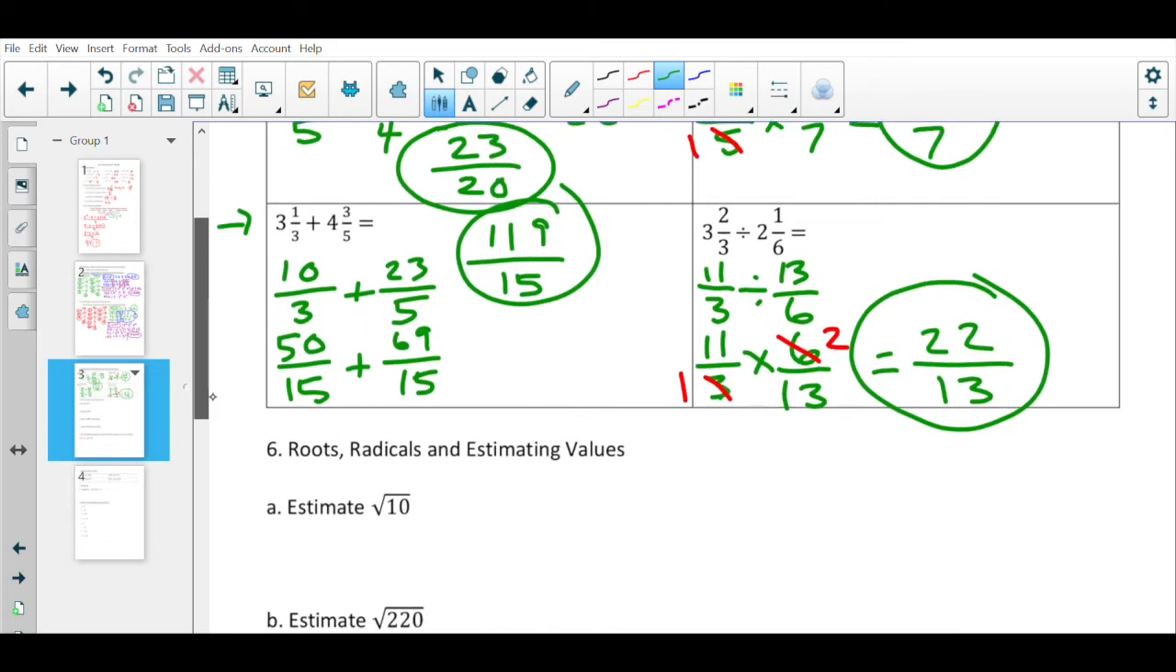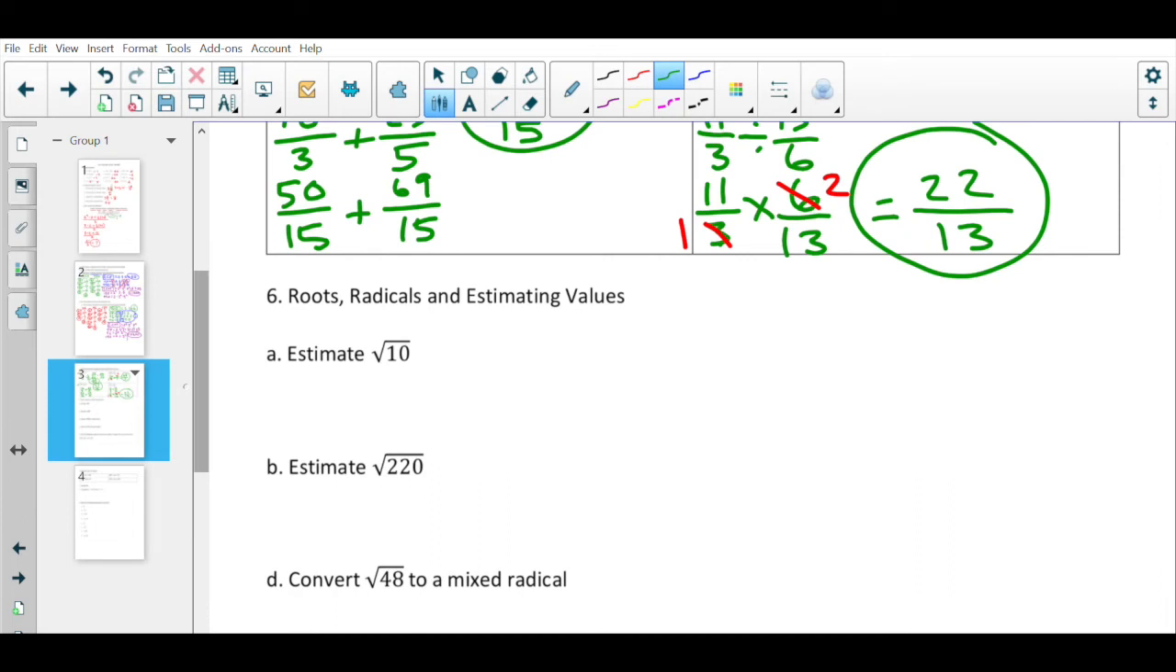Let's go down. What else we got? Roots, radicals, and estimating values. Okay. Estimate. Square root of 10. So this requires knowledge of your perfect squares.